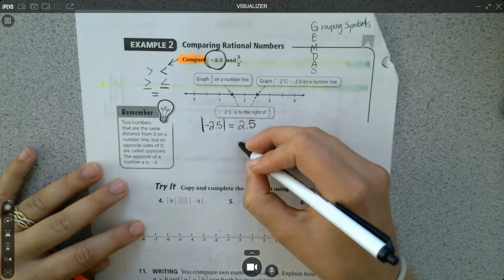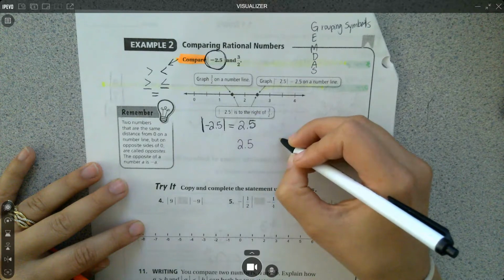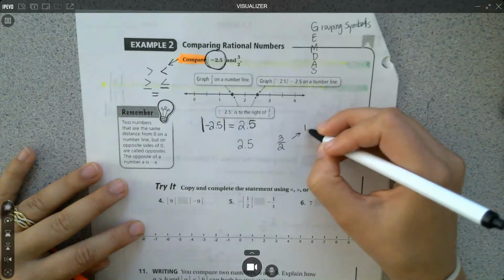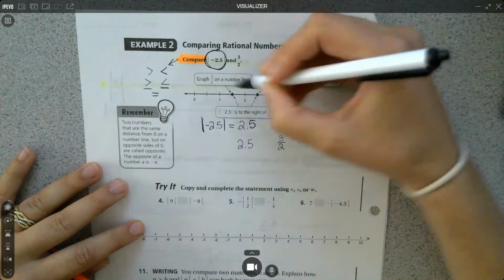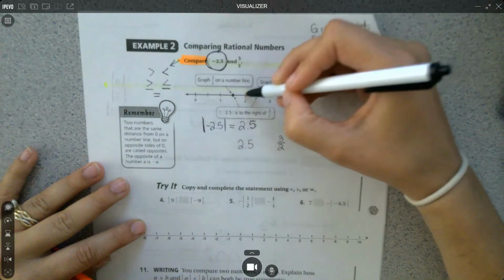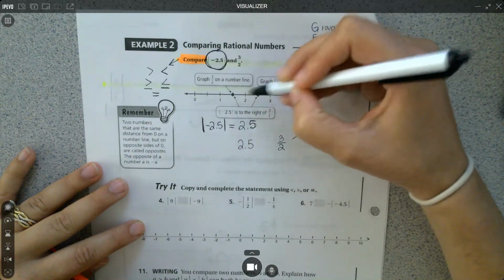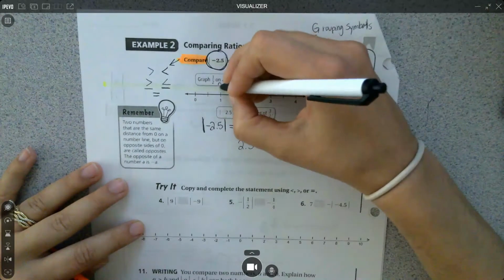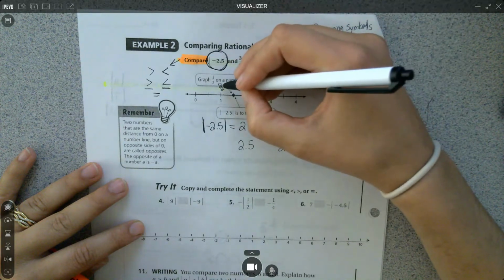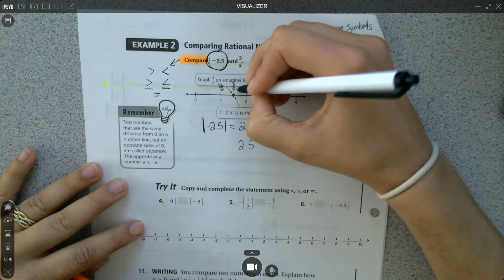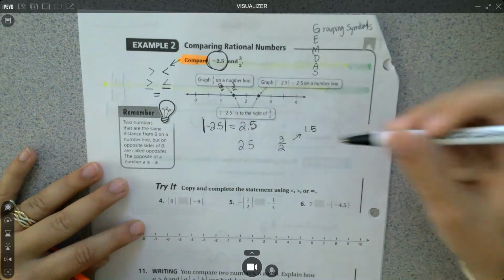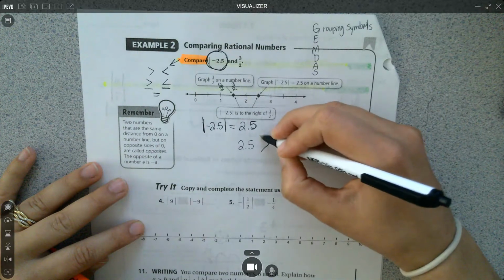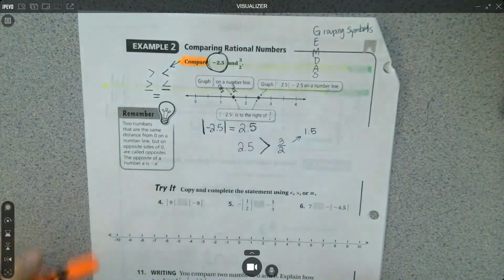And now I can compare 2.5 and 3/2. 3/2 is 1.5. What they did is they graphed it. They said, okay, 2.5 would be 2.5. It's between the 2 and the 3. And 3/2 would be, let's see, 1 is 2 over 2, plus another half would be 3/2. So I could see which one is larger. If I look, I'm further to the right with 2.5. So that would be my larger number I compared.